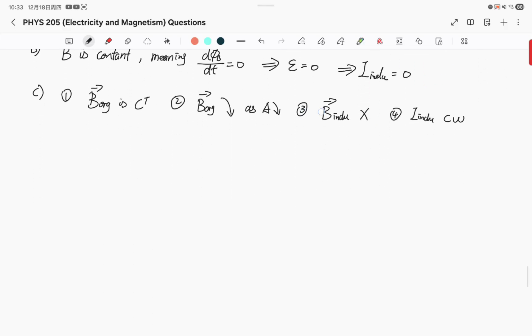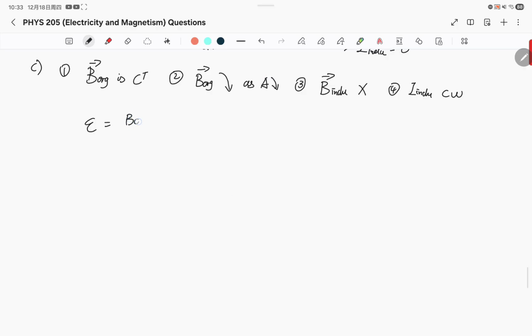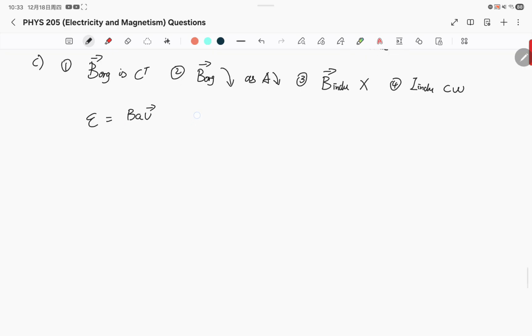And the back EMF is the same. Let me just call it PAV. We derived this earlier. And I induced is EMF over R.